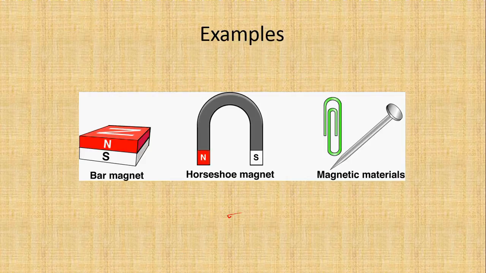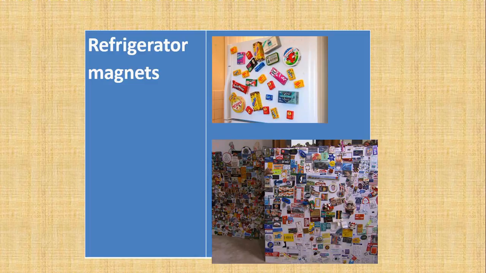Some examples are bar magnets. Horseshoe magnets look a little bit different, and then you've got your magnetic materials, like paperclips and nails and some other objects. Some things those have in common are they're often metals. A good example that we see quite often are refrigerator magnets. The refrigerator itself is magnetic, and the magnets would be exerting that force on the refrigerator.